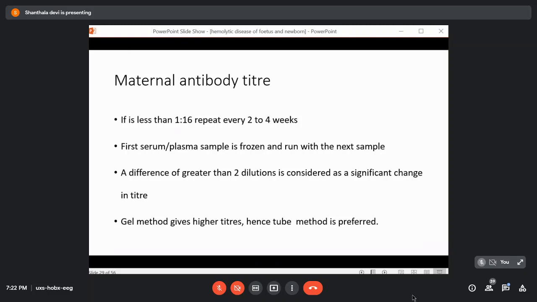And generally the method by which we do ICT for antenatal purpose is the tube method, because the gel method gives higher titers, and the cutoff at which we need to repeat and which is considered as critical has not yet been standardized with the gel method. It's preferable always to use the tube method to do the ICT titer, the maternal antibody titer.